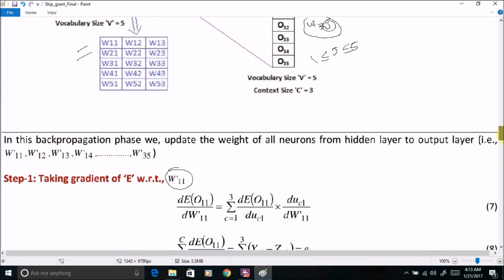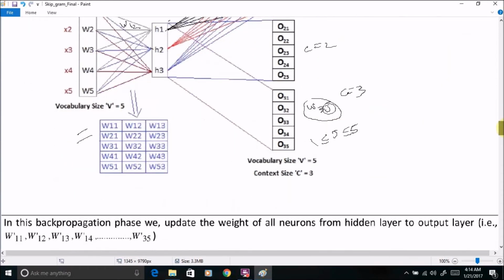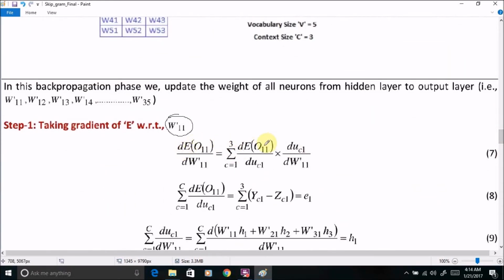Now we can apply the chain rule, because the chain rule will work like that. I also discussed such kinds of chain rules in deep neural network related tutorials. So this is the output activation part, and this is the net part. So we will use the chain rule from here to here. We can break this into the derivative of E at O11 with respect to UC1 and the derivative of UC1 with respect to W11.